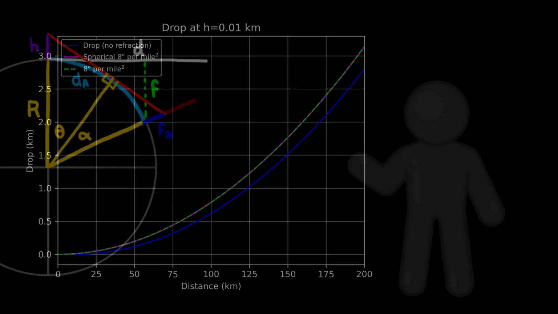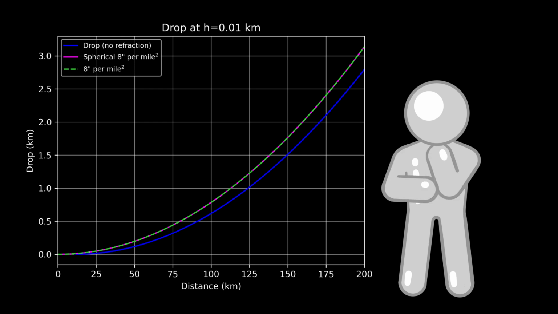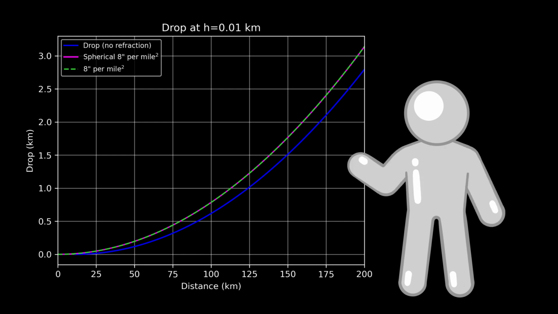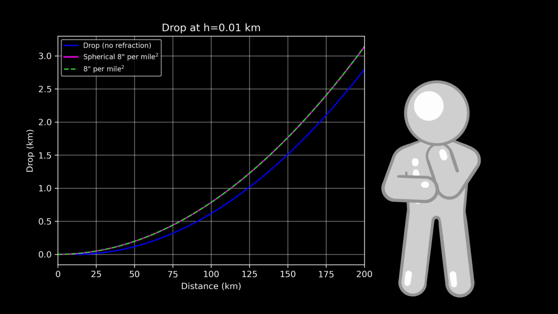So let's compare. First of all, this green dashed line is the 8 inch per mile squared equation. The pink one is the same equation basically, but it assumes a spherical and not a parabolic Earth. As you can see, it does not matter much at short distances. The blue line, however, includes an observer height of just 10 meters, and as you can see, it makes quite a difference. At around 100 kilometers, the 8 inch per mile squared equation overestimates the drop by 167 meters. But this equation is also overestimating the obscure distance, or drop, as it does not include the atmospheric refraction.